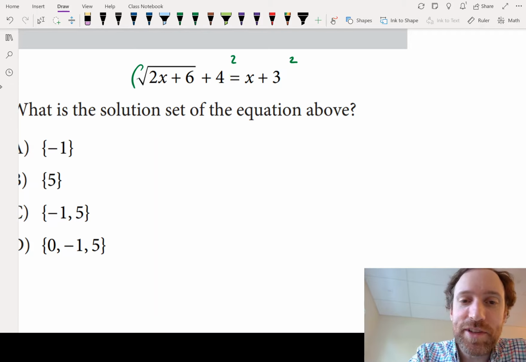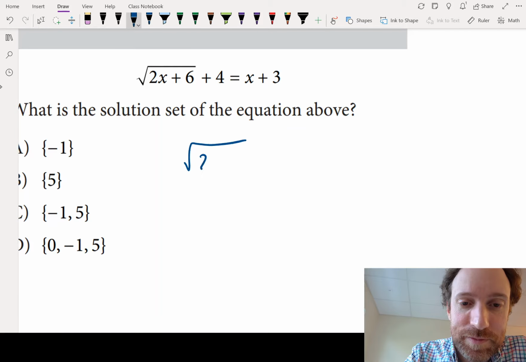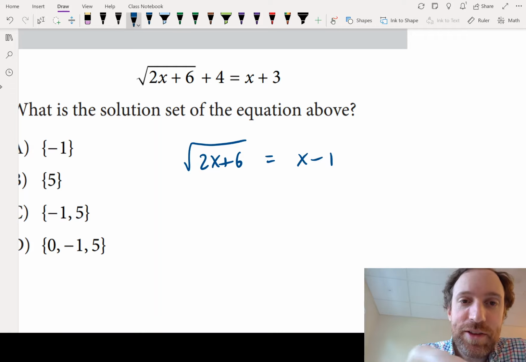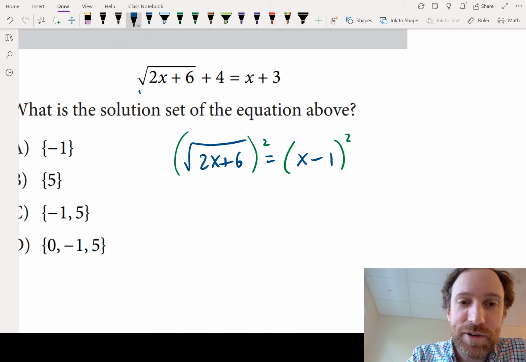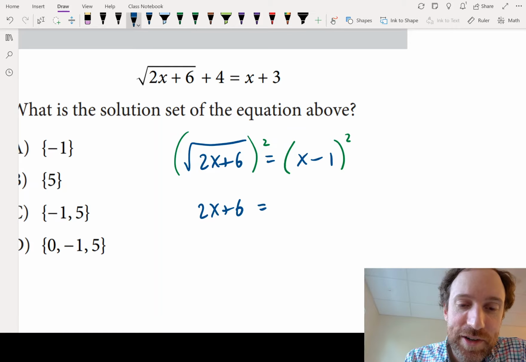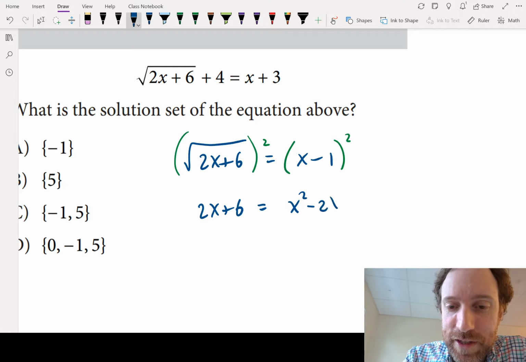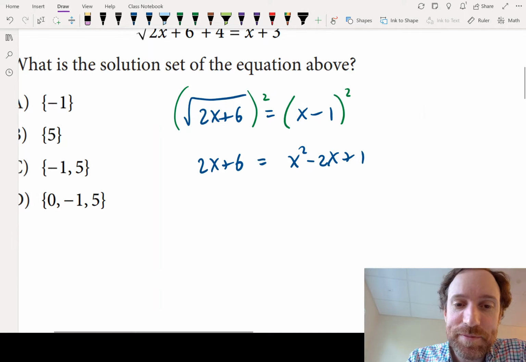So as many of you hopefully saw, the correct idea is to first subtract 4. Now that you have the square root isolated, you can square both sides. And now we don't have this annoying binomial on the left. 2x plus 6 equals x minus 1 squared. Let's go ahead and expand. You should be familiar with perfect squares by now. It should be easy to expand them.